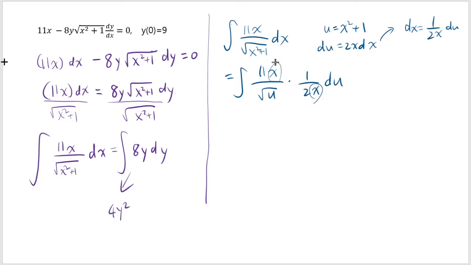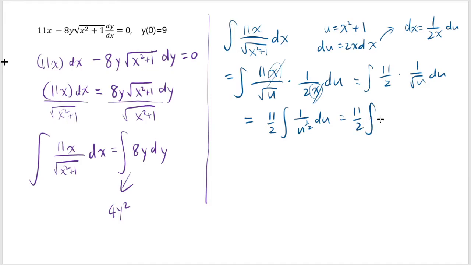x and x cancel, and this results in the integral of 11 over 2 times 1 over square root of u du. And that's 11 over 2 times 1 over square root of u, which is like 1 over u to the 1/2 power, and 1/2 power in the denominator is the same thing as negative 1/2 in the numerator.